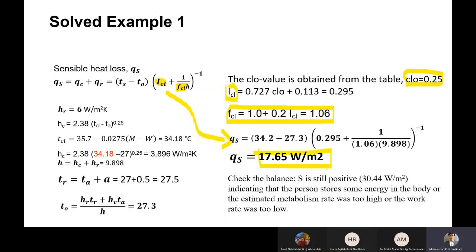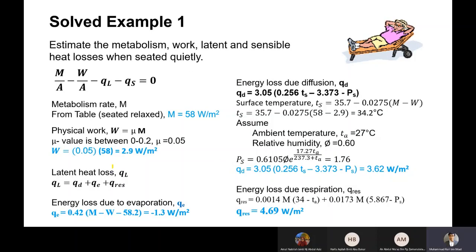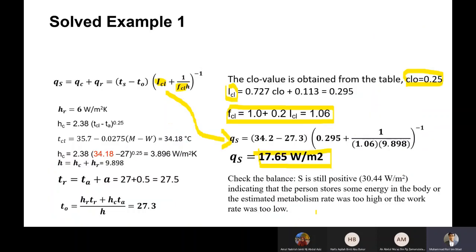If you check the balance: Q_S plus Q_RES plus Q what? If you add, you generate this balance, 58 watt. Then you use 28 for work. We lost 3.62 due to diffusion. We lost this amount due to respiration, and we lost this amount of energy due to the convection and radiation. We still have 30.4 left.